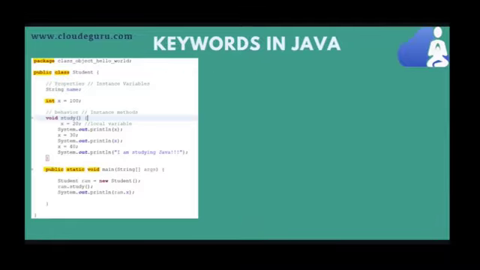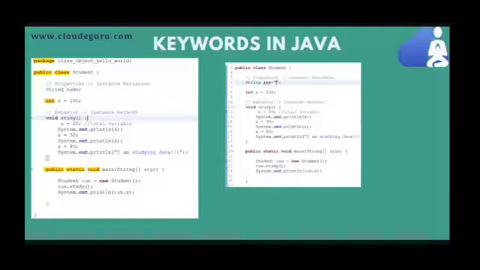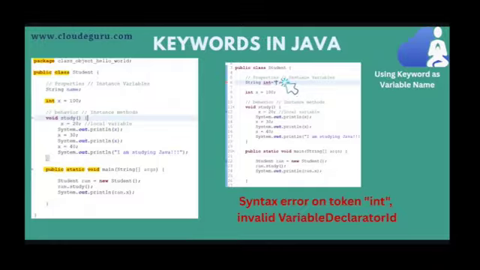Now, in this Student class, there are certain keywords I have highlighted: package, public, class, int, static, void. These are keywords that we have used, and you cannot use those keywords as your variable name, class name or method name. Here, I am trying to use int, which is a keyword, as a variable name, and there is a compilation error: syntax error on token int, invalid variable declarator.